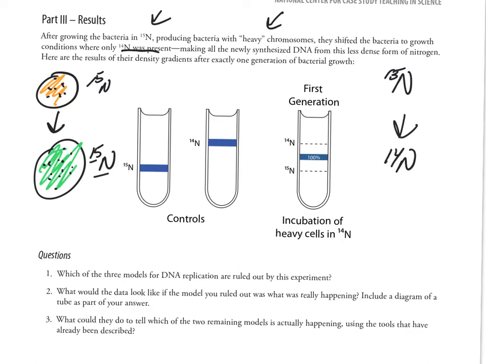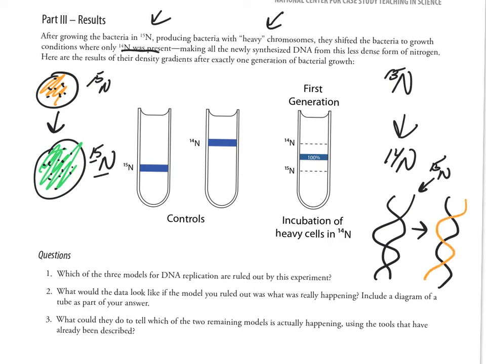So as you have a DNA strand, the original DNA strand is all nitrogen 15, right? As you make a copy, you're going to have the new strand. You have the old strand, let's say, and then you're going to have a new strand. Let's look at the semi-conservative model first. The new strand is going to be made of all nitrogen 14, where the old one is going to have nitrogen 15.